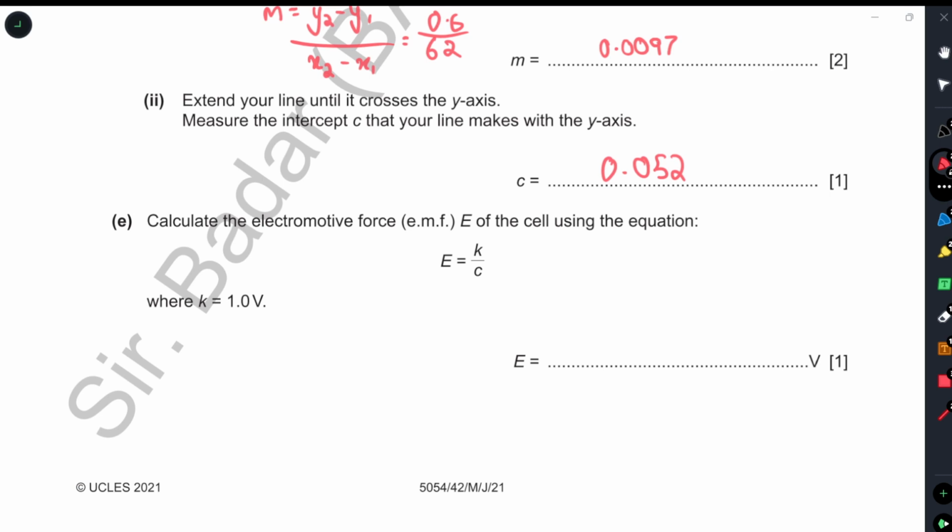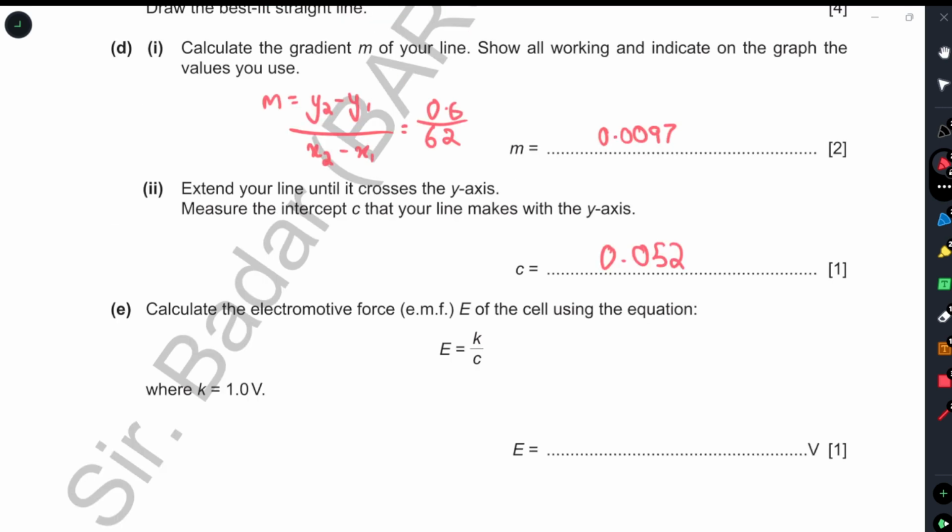Calculate the electromotive force of the cell using the equation where K is 1.0. So that should be fairly simple. हमें C की वैल्यू तो हम ऑलरेडी ऊपर निकाल चुके हैं. And the question says that K is equal to 1.0.